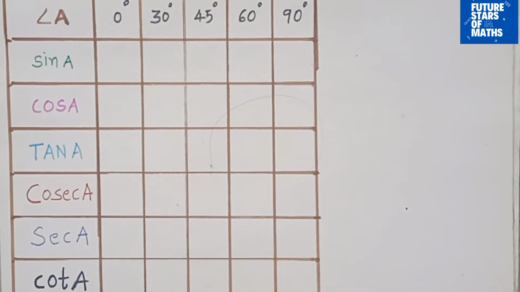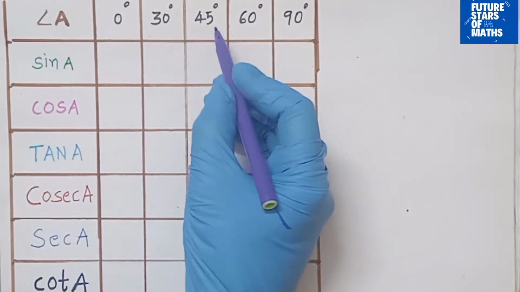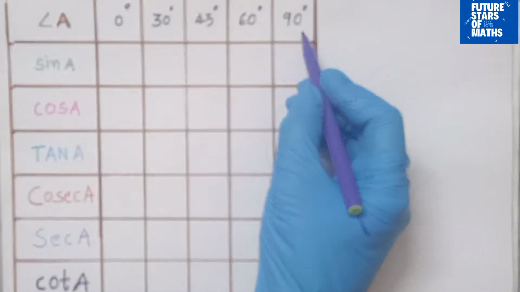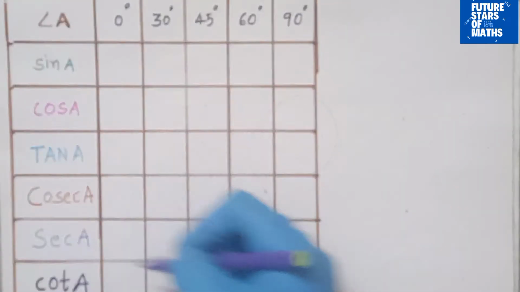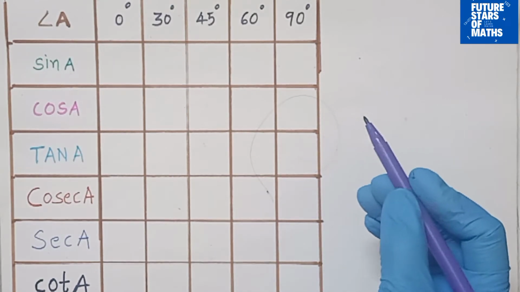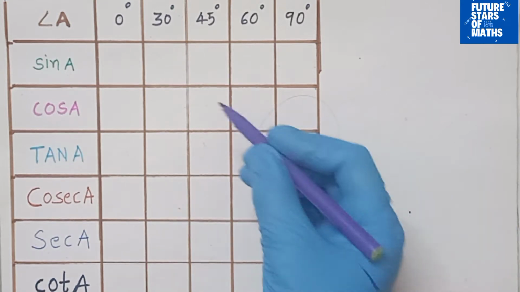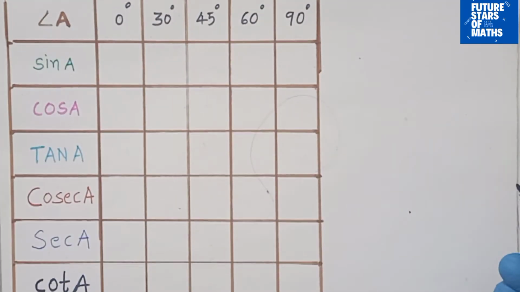So what do we have to write? The angles. What are the angles? 0 degrees, 30 degrees, 45 degrees, 60 degrees, and 90 degrees. To complete this table, there is nothing to memorize. Just follow a few hints which I'll share with you all. Then you can complete this table within seconds.